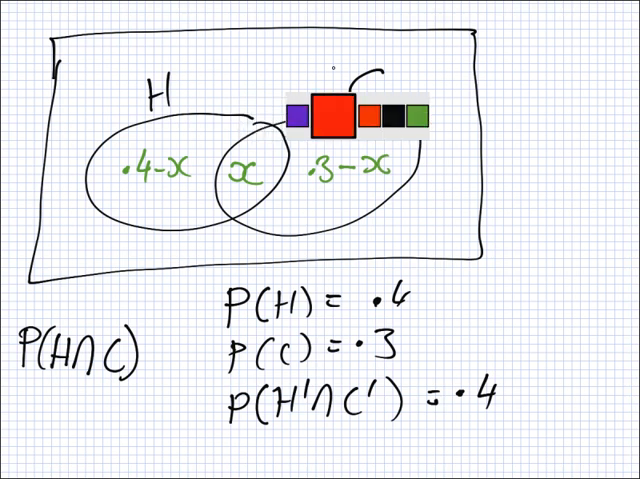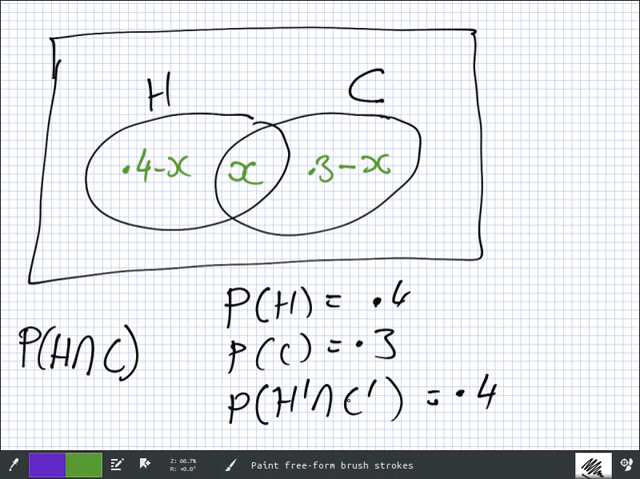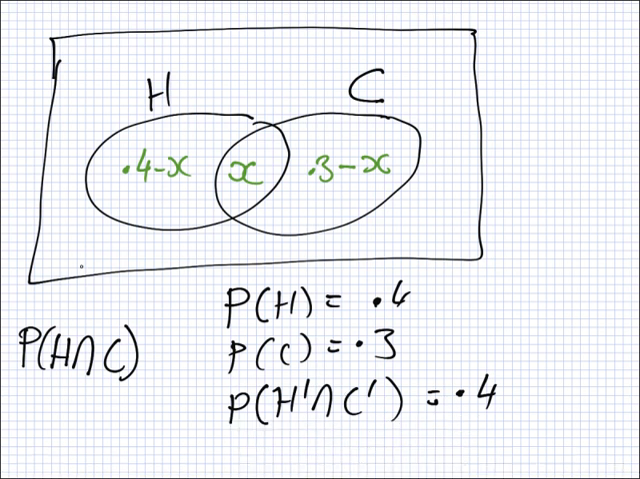Equal each other? No, not quite. You know, there's a number outside here as well. We actually know it's 0.4 because of this. These are the patients completely healthy. No heart disease and no cholesterol. They're outside both sets. So there's one piece of information we can use to help find the X.